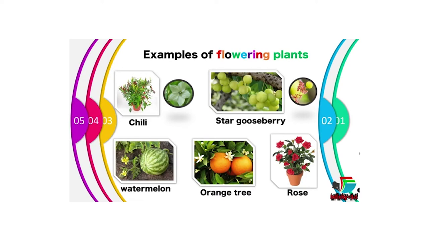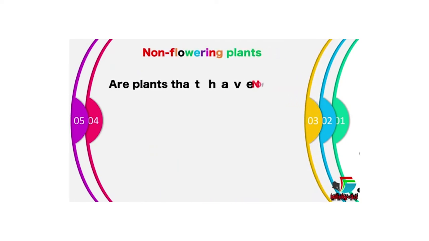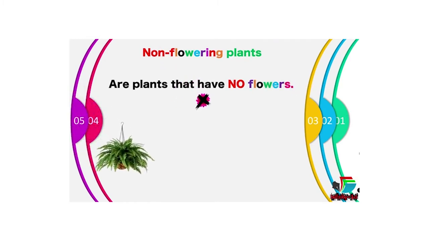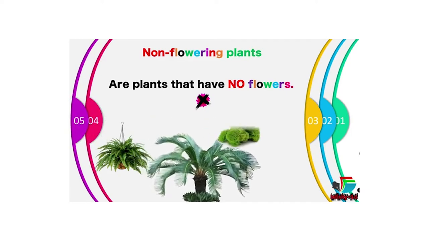So some of the common examples of flowering plants, as we've seen, are the chili plant, the star gooseberry tree, the watermelon plant, an orange tree, and a rose plant. So let's continue and see some of the non-flowering plants. Non-flowering plants are plants that have no flowers. None meaning no. So these are some of the examples. As you see them, they look so beautiful, but none of them has flowers.